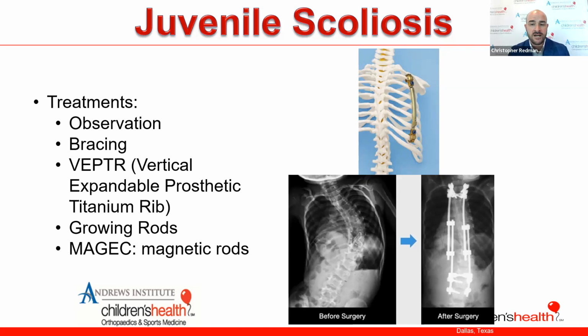The picture down here at the bottom is a standard traditional growing rod, and that's where we attach the rods to the spine at the top of the curve and at the bottom of the curve. And then we leave the rest of the spine untouched, but we connect those two rods in the middle. And then about every 6 months, we have to go back in and we expand those rods to allow for growth as the child grows.